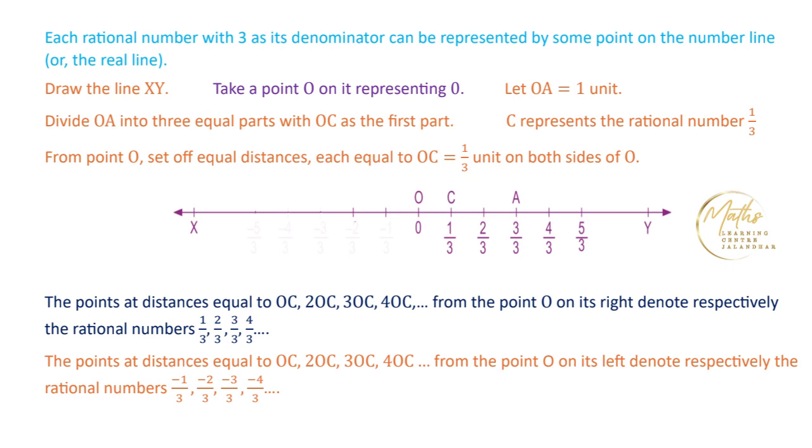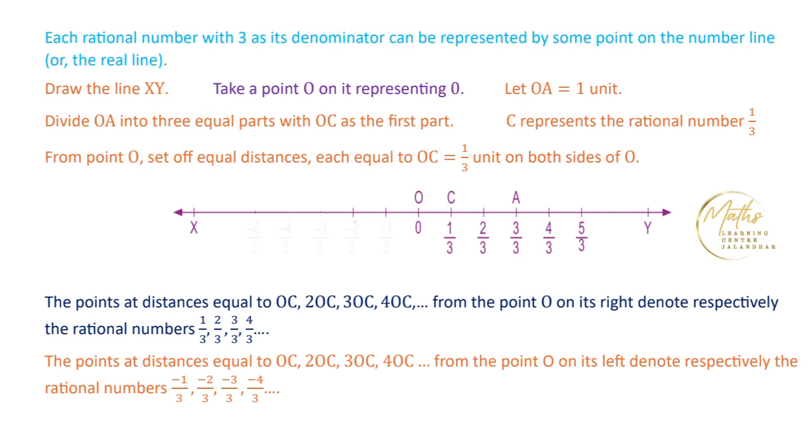We are using the distance we are talking about. We are using this distance OC. We have marked a point over here at the distance 1 by 3. Then we are talking about the distance of this point from O. It is 2 times 1 by 3, that is 2 by 3 units.